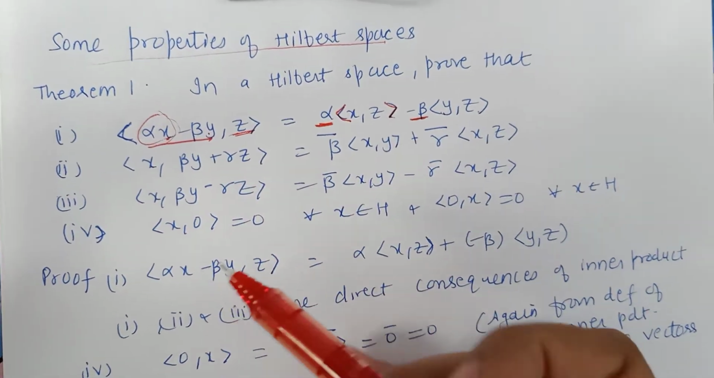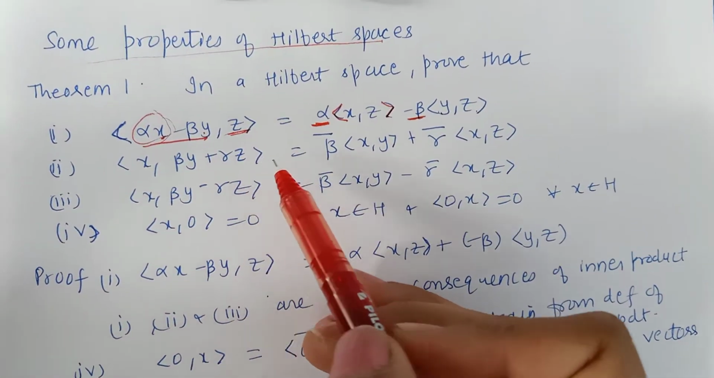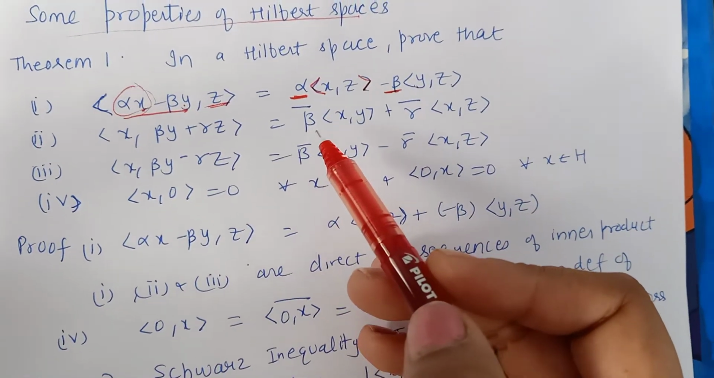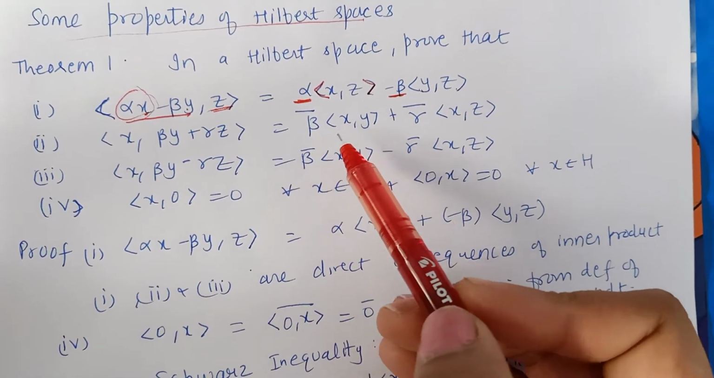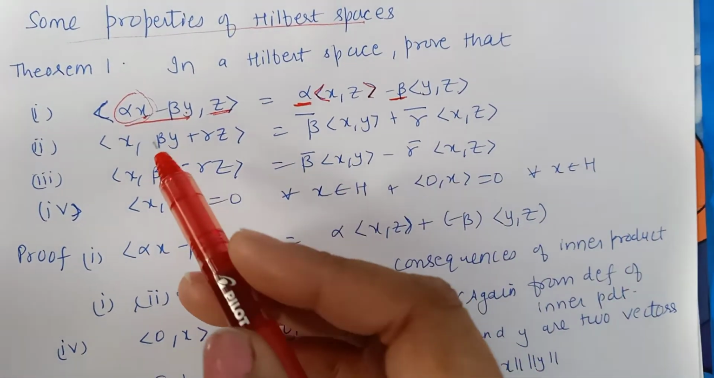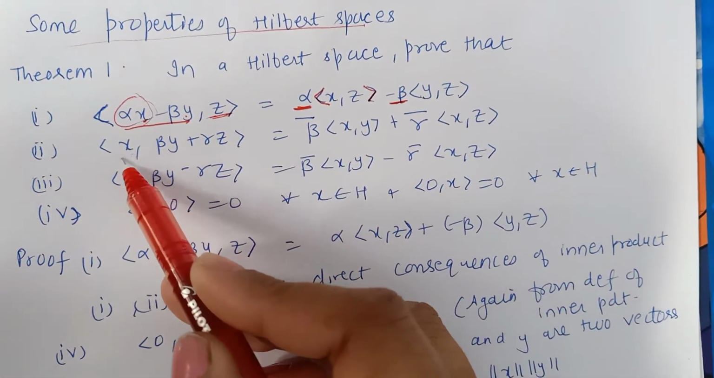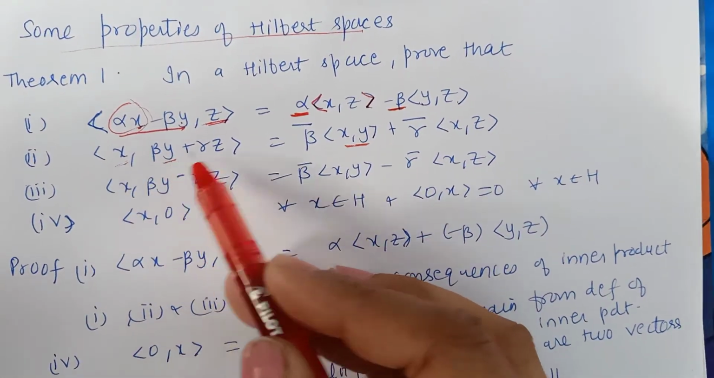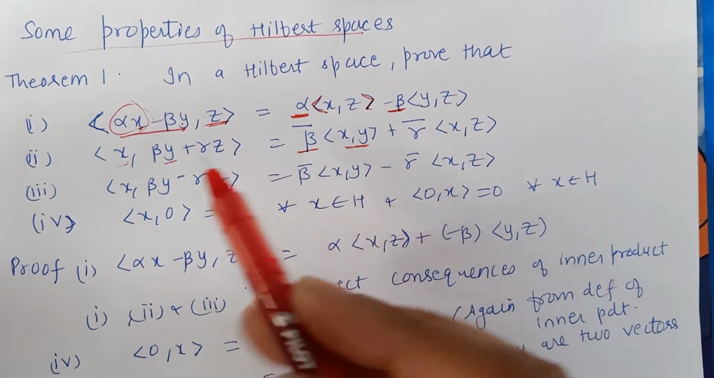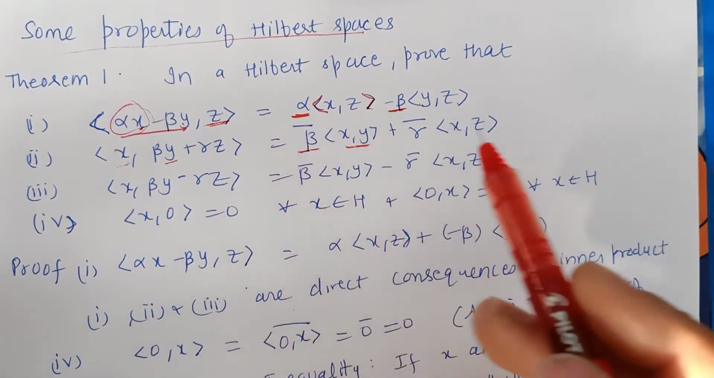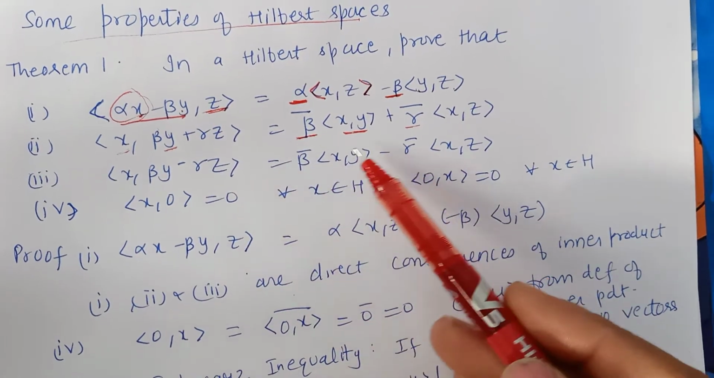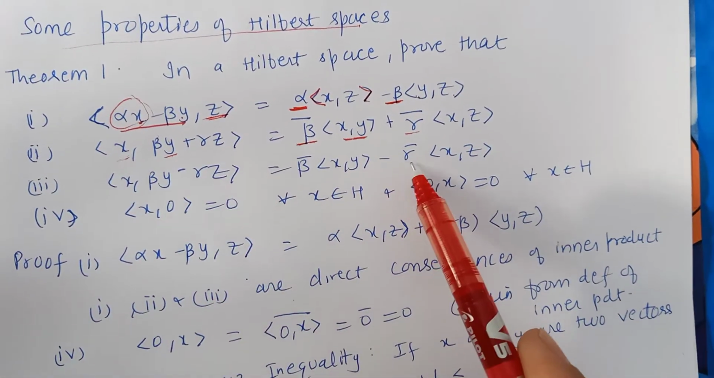Second property is a direct consequence of the definition of inner product space, as we have already studied that inner product spaces are conjugate linear in the second variable. So same thing, these inner products will be distributed over both the variables, and the constant beta will come out as a conjugate, same way over here. And the third property is the same, just with the negative sign.